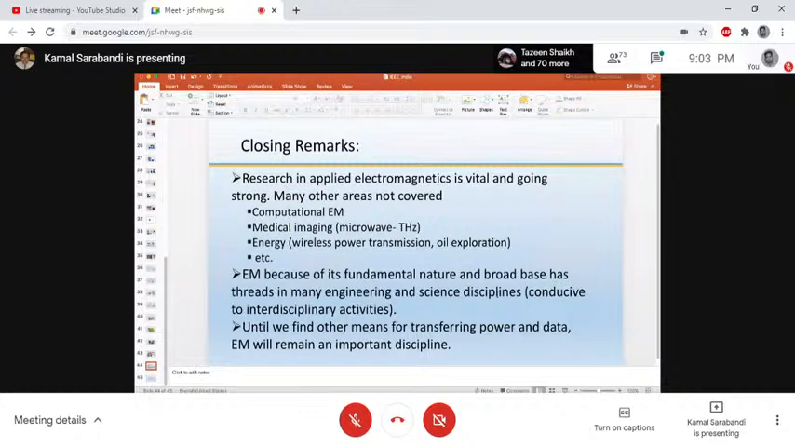And I think at the end, until we find another means of transferring power and data, the electromagnetic field remains an important discipline. And I encourage you to pursue your research in this area and contribute as we go forward. And with that, I'm going to stop.